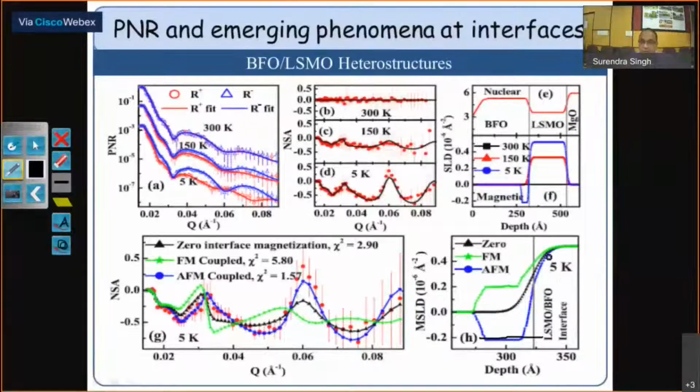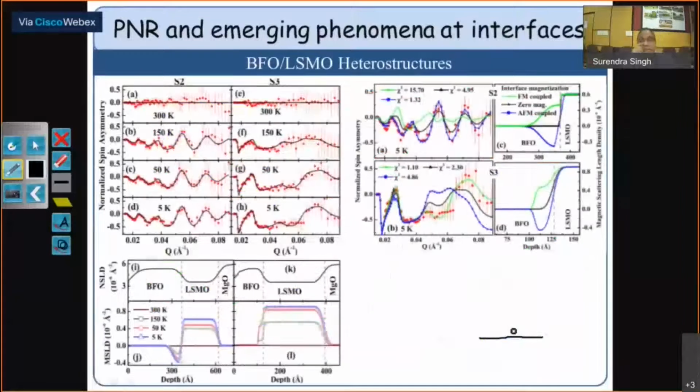When we assume a ferromagnetic nature, meaning both the LSMO and the interfacial BFO layer have magnetism along the same direction, which is called ferromagnetic alignment, we still don't get the best fit for the PNR data. But when we assume an anti-ferromagnetic coupling, where the LSMO and BFO moments are aligned opposite to each other only for the interfacial layer of 35 angstrom, then we get the best fit. So this says there is an anti-ferromagnetic coupling.